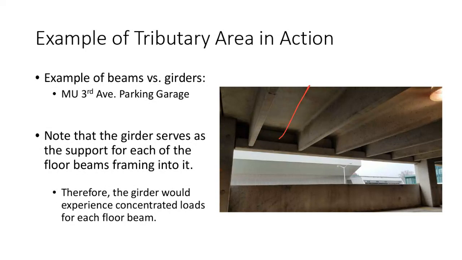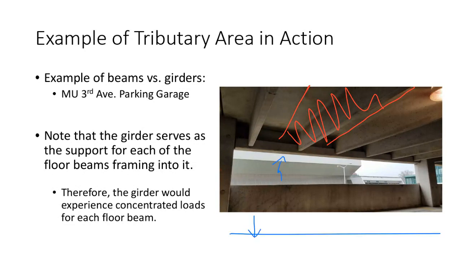If I look at an individual beam, that's the tributary area for that beam, and then that beam frames into this girder right there. So that girder is going to see a point load from the reaction of each of those beams framing into it. Does that make sense?